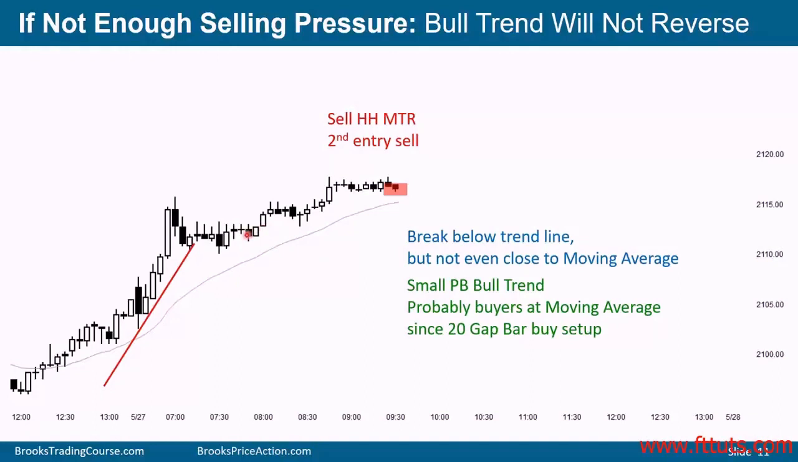The pullbacks are small, lasting 1 bar, lasting 2 or 3 bars, and they're not falling very far at all. This is a small pullback bull trend, and on a higher time frame chart, it's a bull breakout. On a higher time frame chart, this looks like this, and it's a low probability bet if you're looking to sell. Calling this a higher high major trend reversal is a mistake.